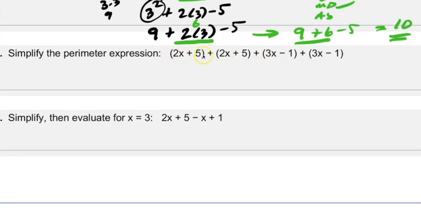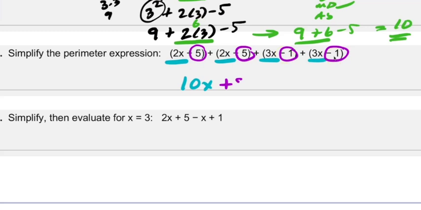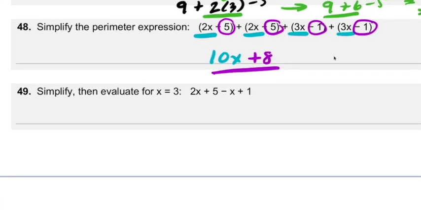Last one here. Simplify the perimeter expression. I think this wants us to add these up. So we're going to add up like terms. 2x plus 2x plus 3x plus 3x. So those are all x's. We're going to add them all up. So 2 plus 2 plus 3 plus 3 is 10. Then we're going to add up all the constants. 5 plus 5 minus 1 minus 1. So 10 minus 1, 9 minus 1, 8. So 10x plus 8.